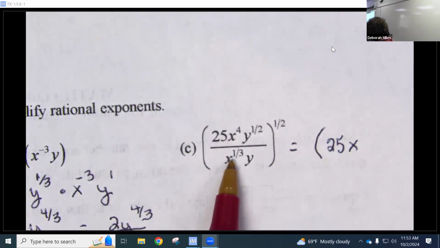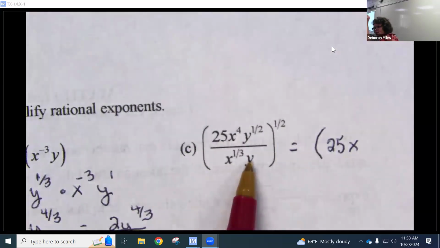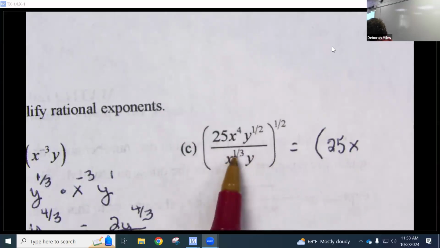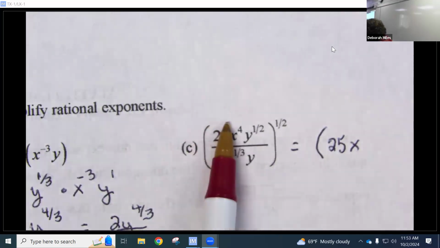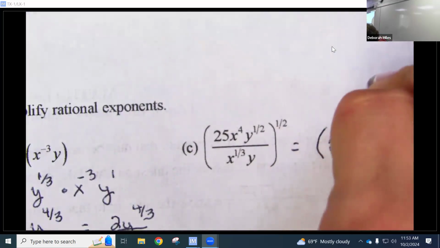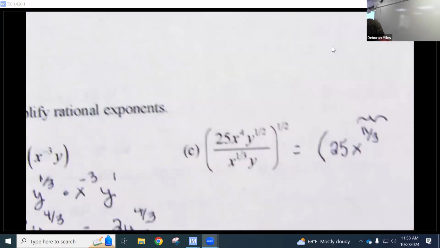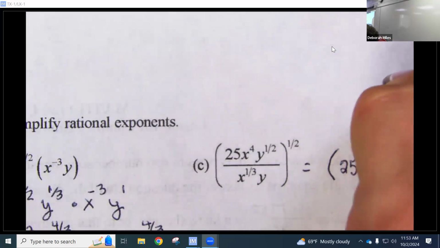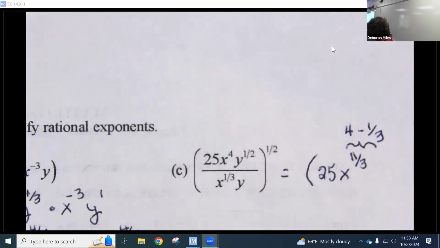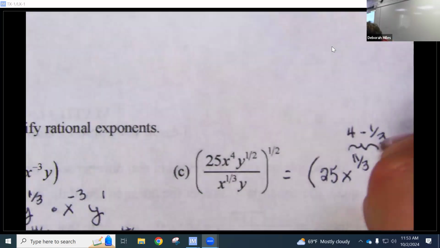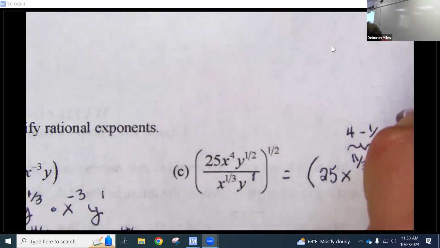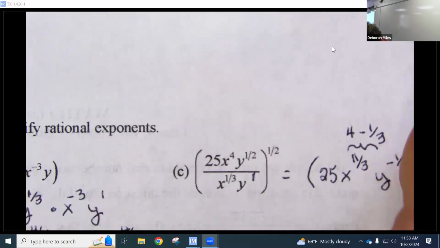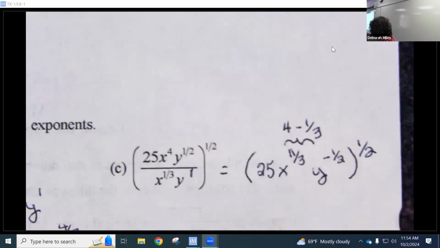And yay if you can do it in your head. If you can't do it on the calculator, circle it in your notes and come see me after class. I don't know how to do this in my head or on paper or on my calculator. But it would be 12/3 minus 1/3 is 11/3. I'm going to make a little note up here. That is 4 minus 1/3. And then when I divide my y's, that's 1/2 minus 1 is -1/2. And then I still have that 1/2 outside the parentheses.